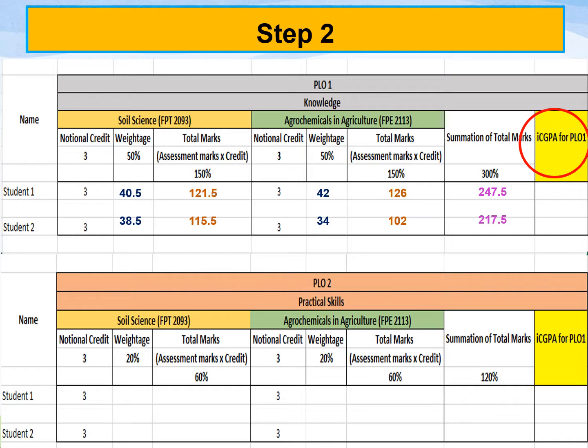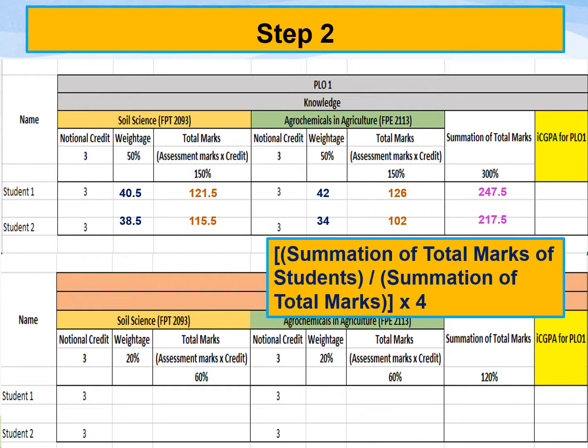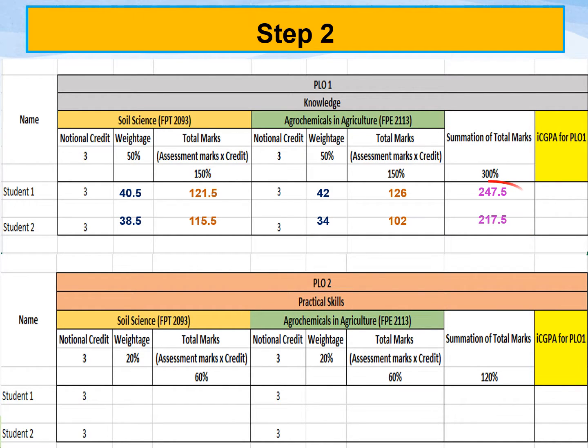In order to calculate the iCGPA for PLO number 1, we need to take the value of the summation of total marks of the student, divide it by the value of the summation of total marks, and multiply by 4. So for student number 1, we take 247.5% divided by 300% and multiply by 4 in order to get 3.3. Similar calculation applies to student number 2.